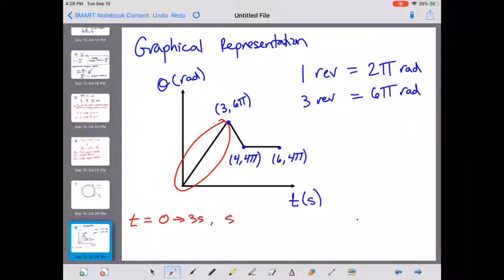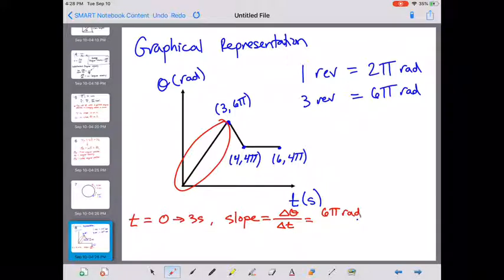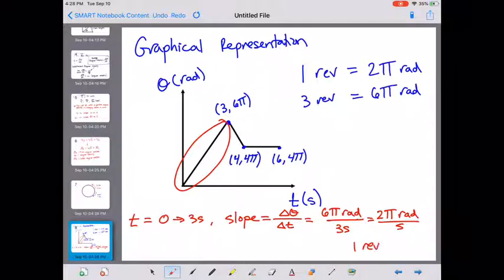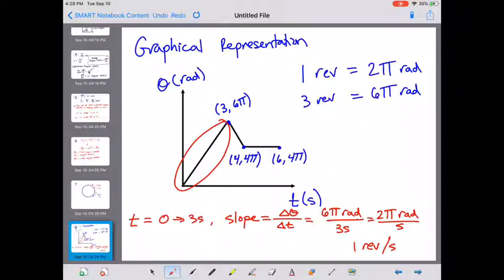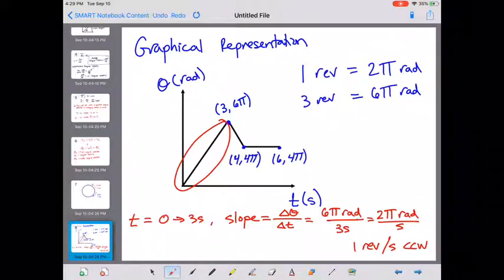So my slope is going to be equal to my change in theta over my change in time. This is equal to 6 pi radians divided by 3 seconds, which tells me that I'm rotating at a rate of 2 pi radians per second. We can also think of this as 1 revolution per second. Okay? Now, this is rotating counterclockwise, and I know this because this pi is positive. Because that pi is positive, I know that I must be rotating in the counterclockwise direction.